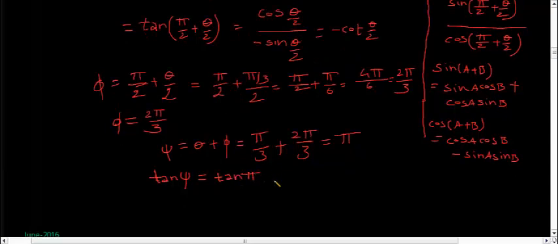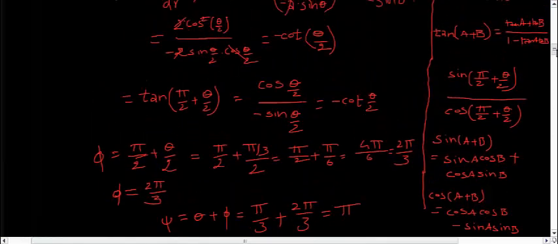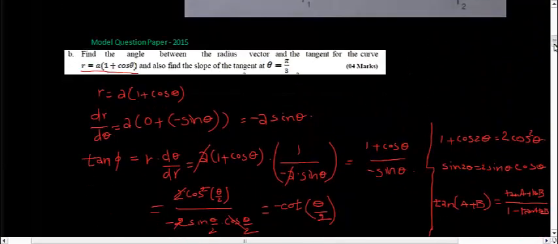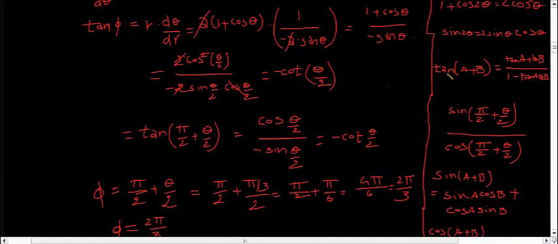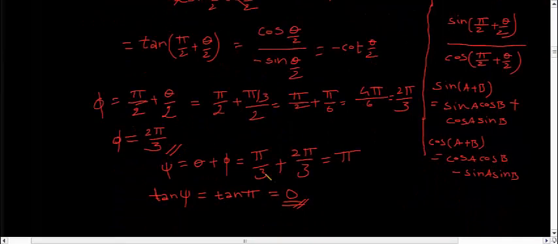You have a scientific calculator, it is allowed in the examination. If you calculate what tan pi is equal to, it is equal to 0. So the slope of this tangent is 0. What does that mean? This line is parallel to the x-axis. Anyway, this is the answer for the second part of the question here. First part of the question, the angle between the radius vector and the tangent, that is phi, is equal to 2 pi by 3, and the slope of the tangent, that is tan psi, is equal to 0.